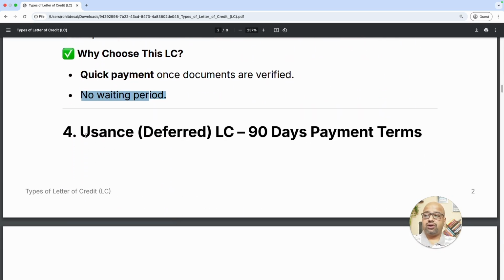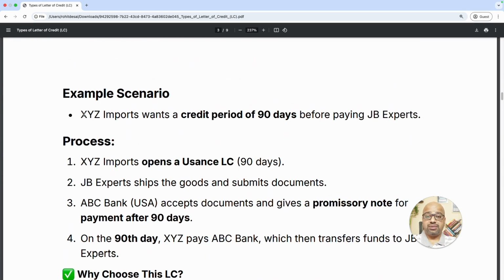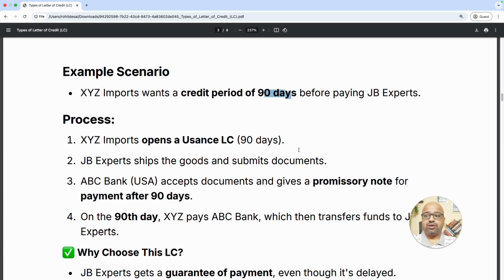There is something called a usance LC, which we call an open account. Like we give credit to someone for 30 days, 90 days, 180 days or something, that also can be done in the form of a usance LC. So you need to mention what the credit term is. For example, XYZ Imports wants a credit period of 90 days before paying JB Experts. Okay, because I'm going to send the goods, they want me to pay after 90 days.